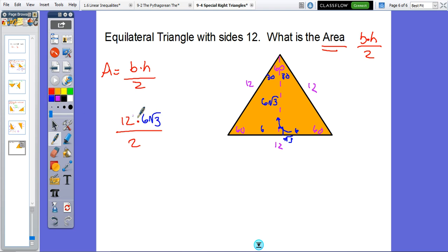Now, you can multiply 12 times 6 and divide by 2. I like to do it beforehand, so I'm going to divide the 2 into the 12 and get a 6, and then I'll multiply these two numbers right here. So 6 times 6 radical 3 gives me a 36 radical 3. Again, this is area, so it's units squared, since we don't have a set unit to measure.